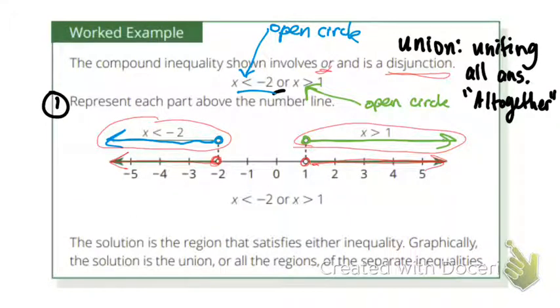Okay, so now you can see that the answer is both of them on the number line, because we're going to take the answers from the first inequality and put them together on the same number line with the other answers for the other inequality. And that means we're uniting both the answers to both of those inequalities. So the solution is the region that satisfies either inequality. Graphically, the solution is the union, or all the regions of the separate inequalities.